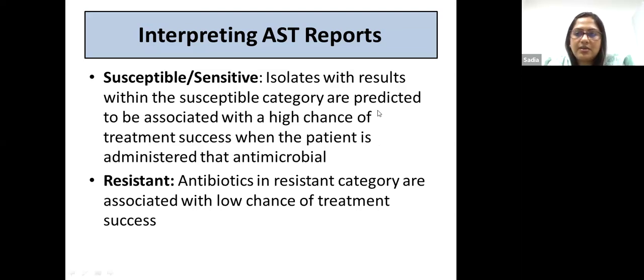So anything which is sensitive, whatever antibiotic you give, the treatment success rate is very high. On the other hand, if you have a resistant antibiotic, then the chance of treatment success with that antibiotic will be very low. Generally, treating physicians do not prescribe resistant antibiotics unless it is a pan drug resistant strain, and they need various combinations of antibiotics to come to a situation where the patient can be treated.